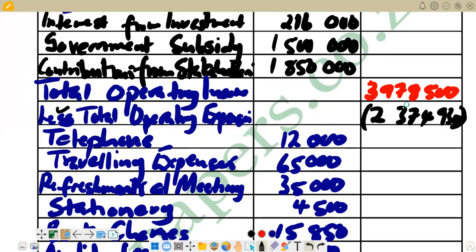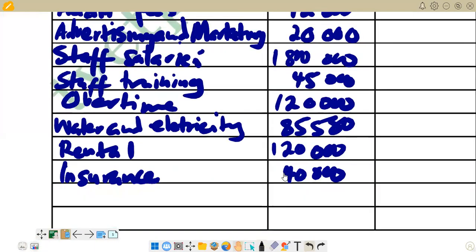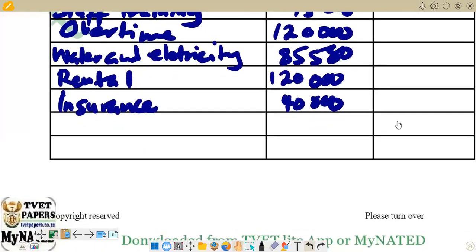So we now subtract 3,978,500 minus 2,374,930. Then the answer that you get is supposed to come down here. That's the answer that you're supposed to get. And if it's a positive, we are going to call it a net surplus. If it's a negative figure that you get here, it's supposed to be a net deficit. So this is what we have.